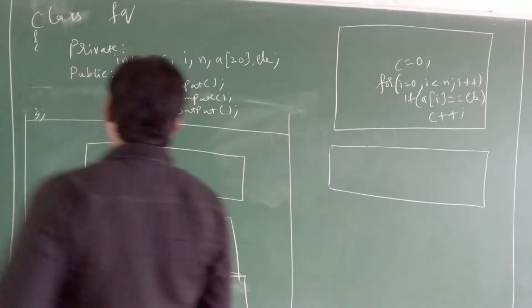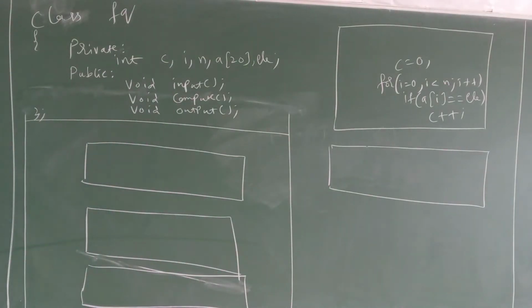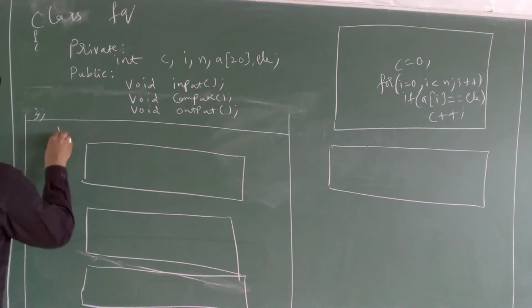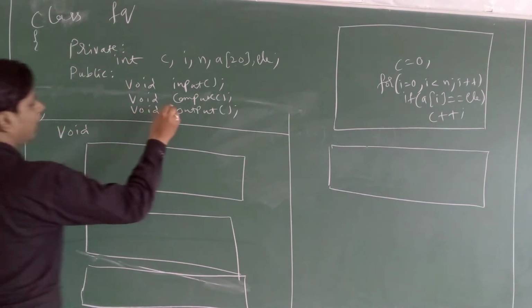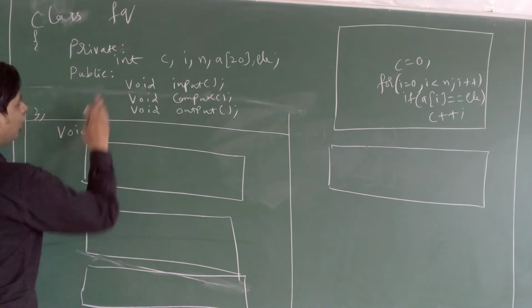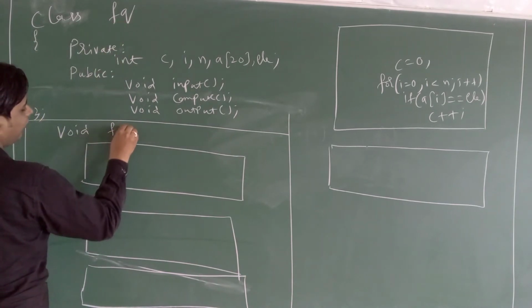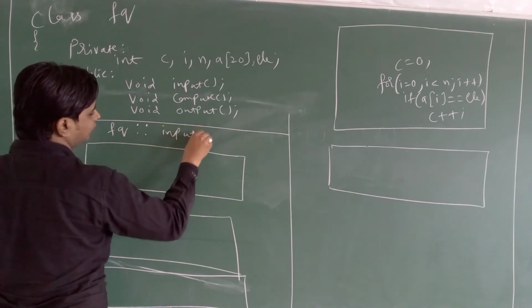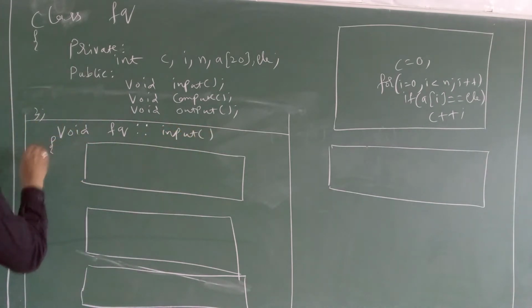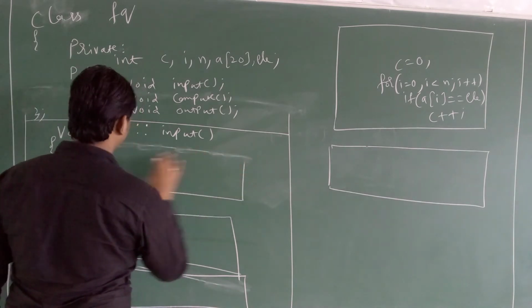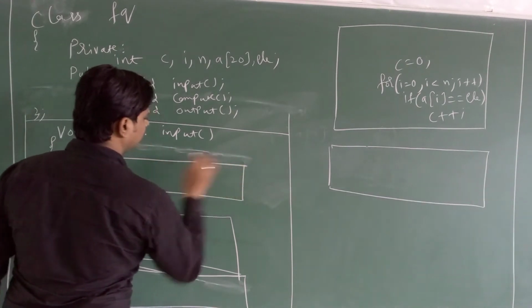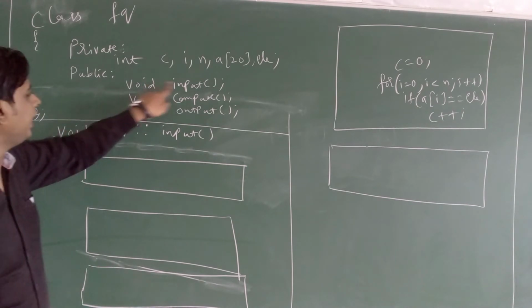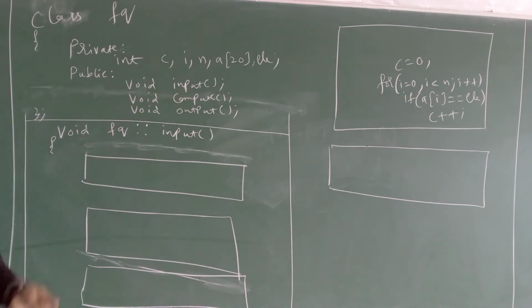As I said, outside the class definition, listen very carefully, you have to write it in this manner. How is it? Void, and then input. In the middle, you have to write the class name. What is that? Void, FQ, scope resolution operator, input. Then the open bracket. Understood? Between void and input, outside the class definition, you have to write it as I have given in the example.